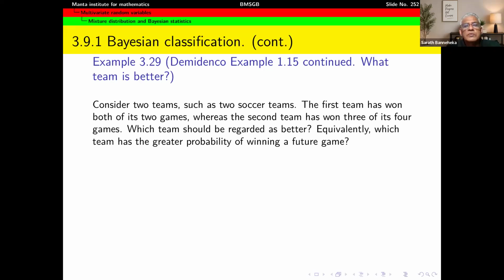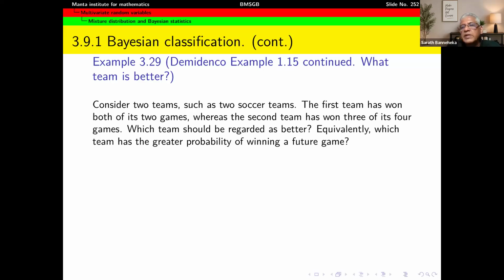So what is this problem? Consider two teams such as two soccer teams. Suppose that you know that the first team has won both of its two games, right? So we have observations or data on only two games. They have won both games, whereas the second team has won three of its four games. So we have observations or data on four games, and we know that three of them, that team has won three of them. Which team should be regarded as better?